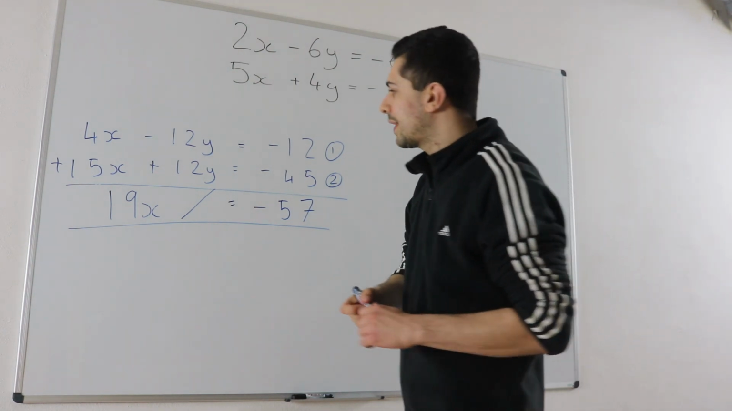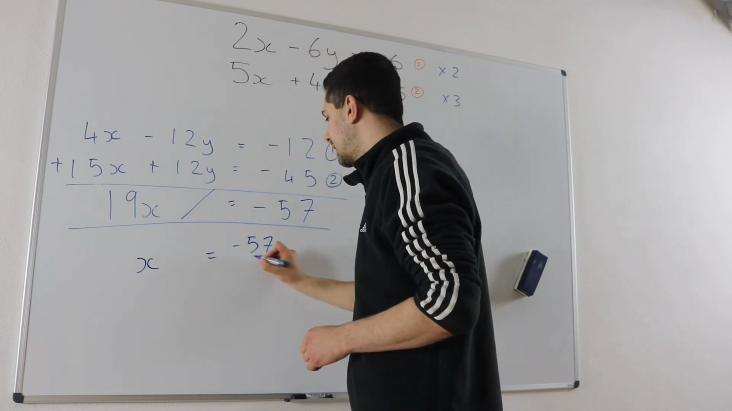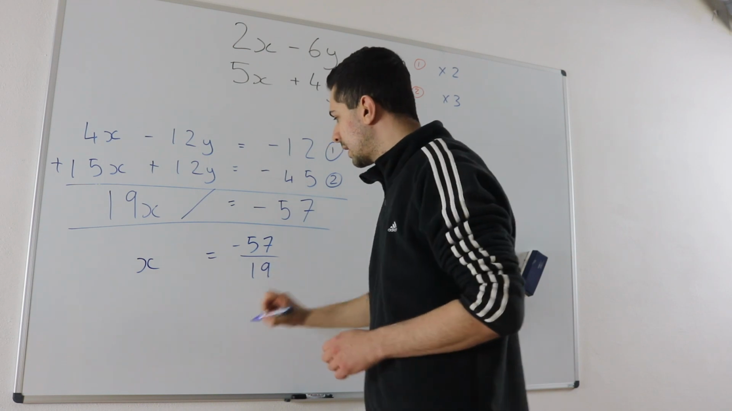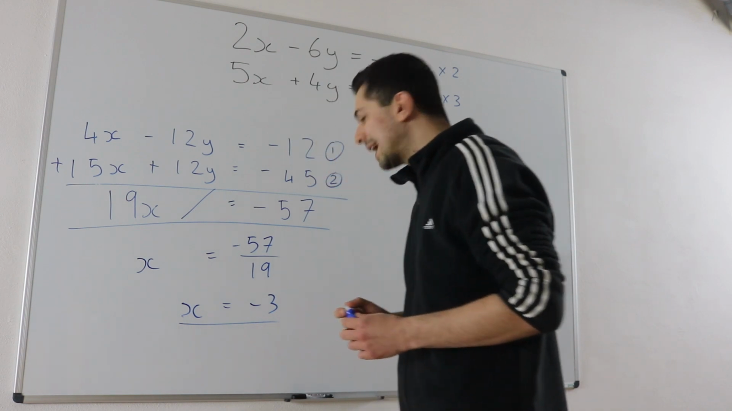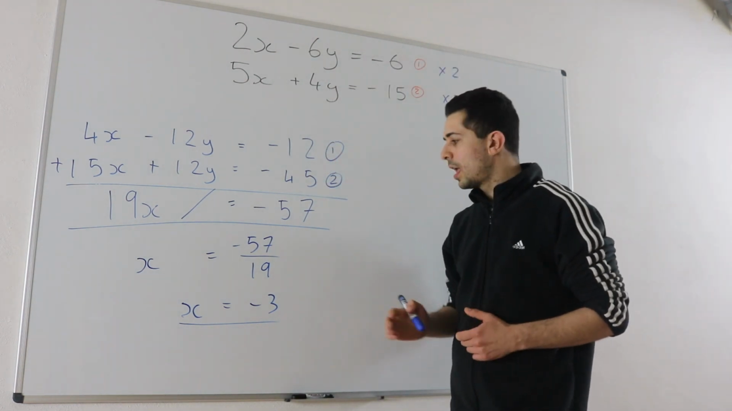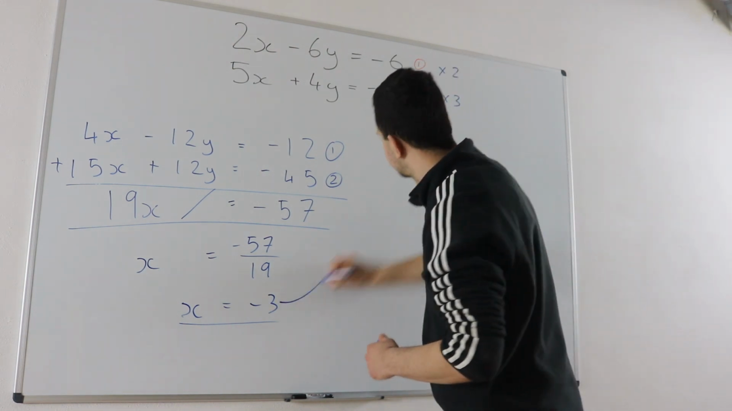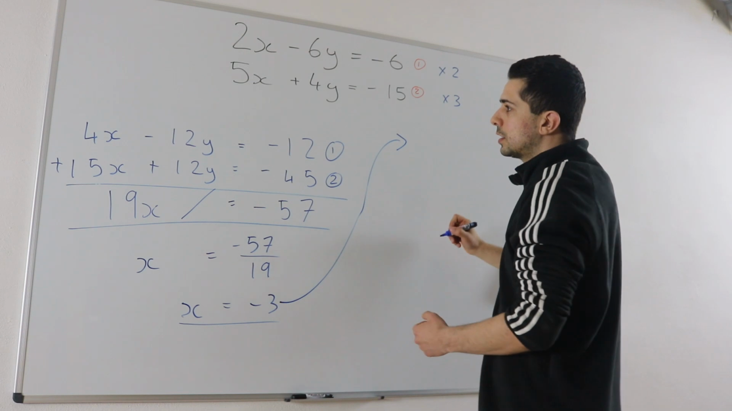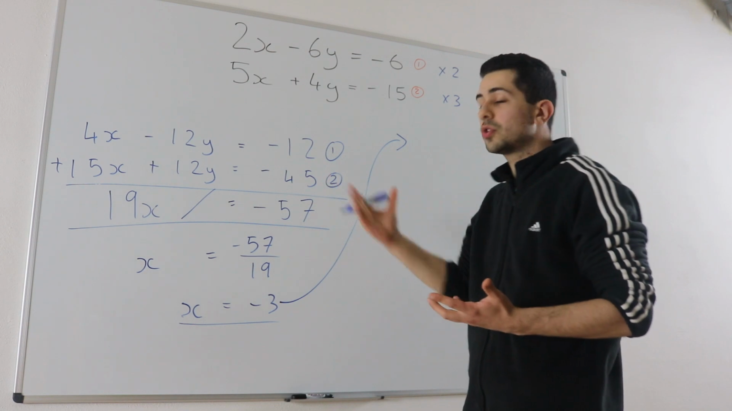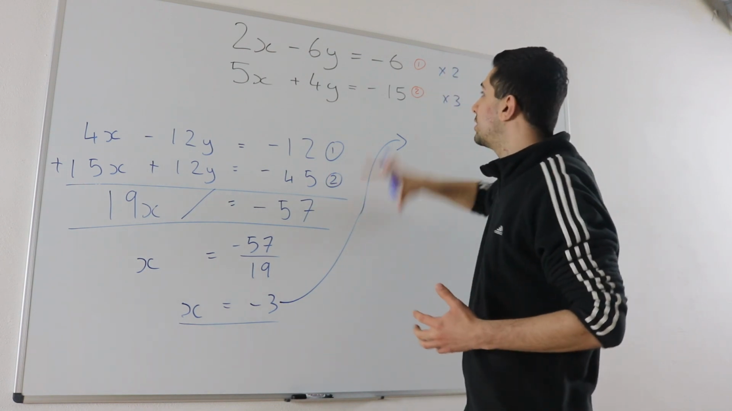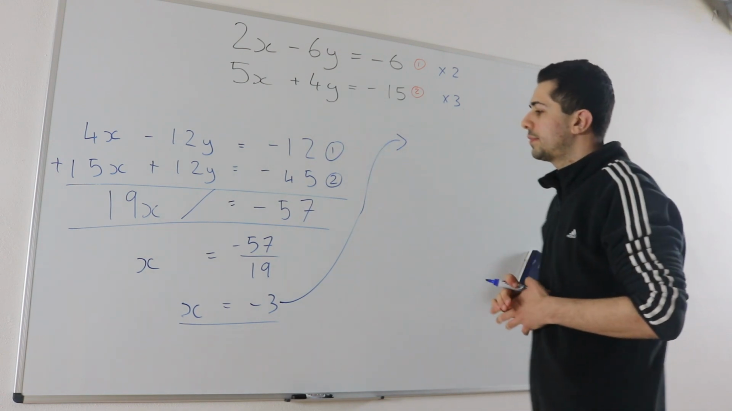Now I can go ahead and find x. So x is minus 57 divided by 19, so x would be minus 3. And like this, I have found x. Once I have found x, I can go ahead and substitute to find y. So, I'm going to substitute again in equation 1. You can go ahead and substitute in equation 2 if you feel like. You can either substitute in the original equations themselves or the modified ones. It wouldn't make any difference at all.